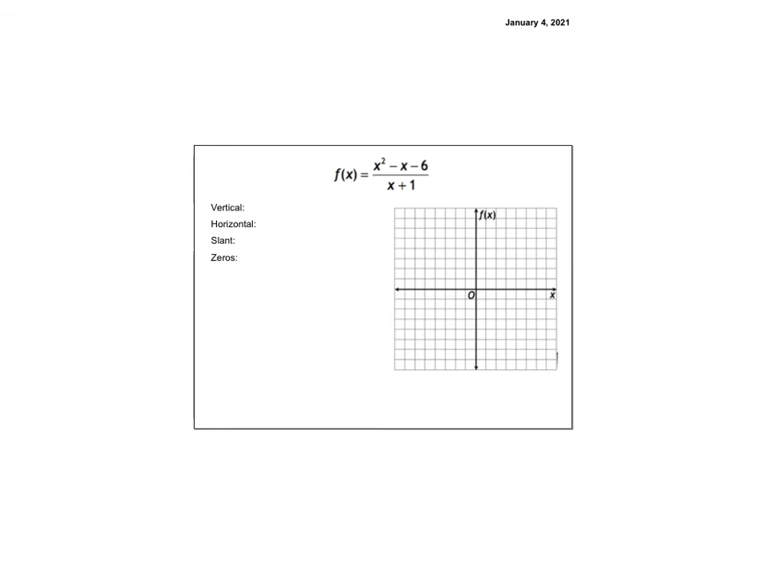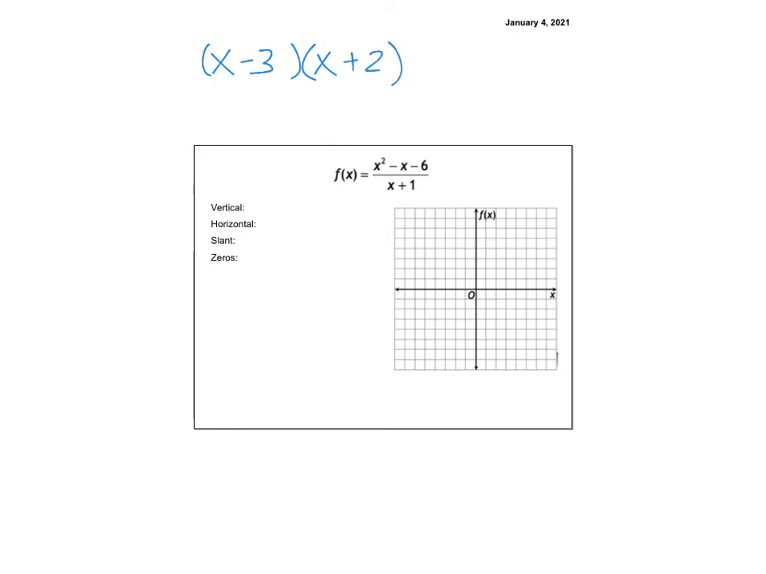All right, so we're going to do the same thing for this next problem. And again, I want to start with the zeros of the function. When I'm looking for my zeros, again, I am going to take the numerator and set it equal to 0. Now, when I have something that I can factor, I want to factor it first. So I'm going to factor the numerator: x squared minus x minus 6. I'm looking for two numbers that multiply to negative 6 and add up to negative 1. So I have negative 3 and positive 2.